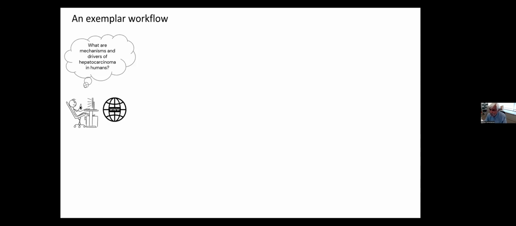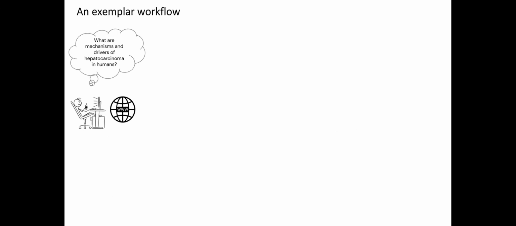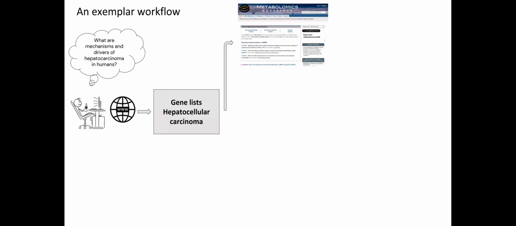The question that came up was, in fact, posed to me by one of my colleagues, and this is what led to this example. What are the mechanisms and drivers of hepatocarcinoma in humans? This particular individual was interested in gene lists in hepatocellular carcinoma. He wanted us to take gene lists and try to figure out how metabolism is coupled to this gene list, what we can learn about metabolic pathways, and what we can learn by going beyond the transcriptome to the metabolome. So I'm going to answer all those questions.